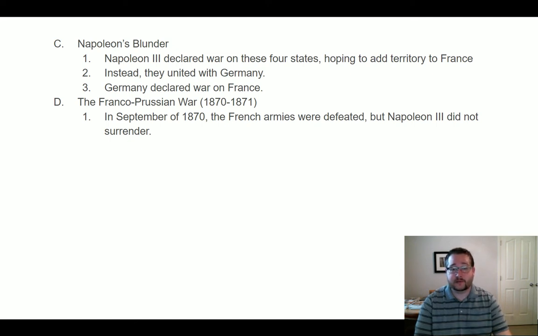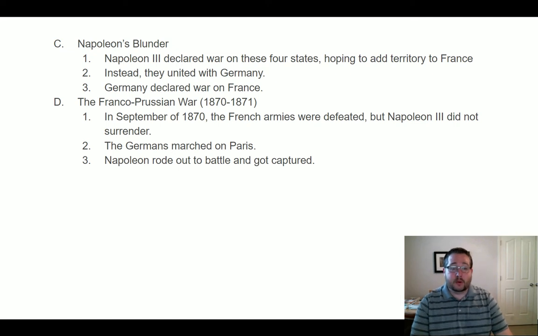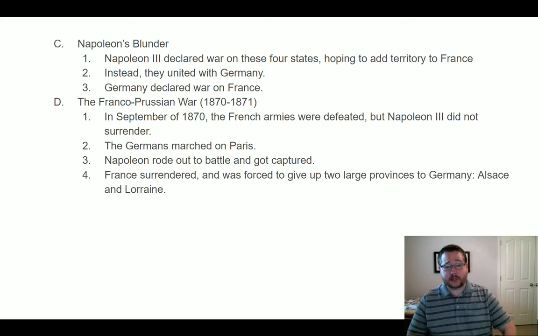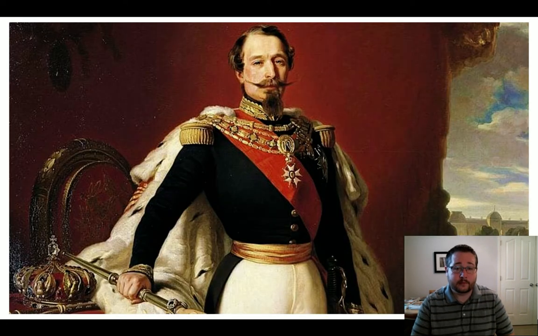In September of 1870, French armies are defeated, but Napoleon III did not surrender. So the Germans actually march on Paris, which is fairly close to the German border and these three states. Napoleon rides out, Napoleon III that is, and he gets captured. France surrenders, and then they end up giving up 2 large provinces to Germany on the French-German border, Alsace and Lorraine.